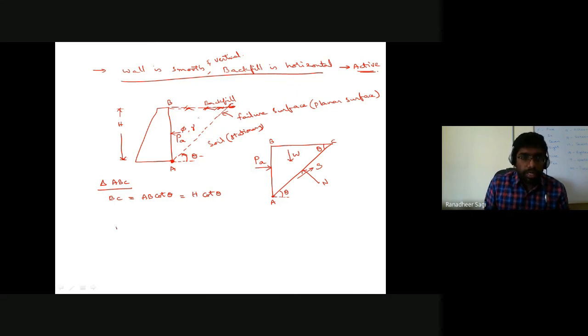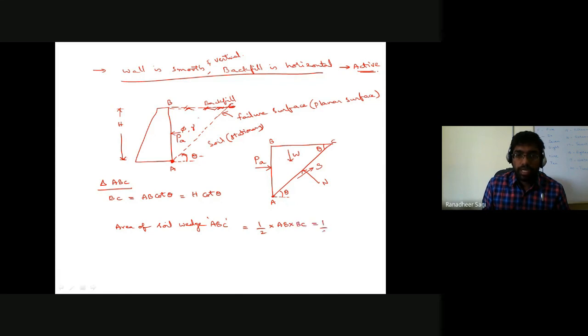So what is the area of soil wedge ABC? The area of soil wedge ABC is nothing but, since it's a triangle, half into AB into BC. Which I can write as half into H into H cot theta. This is nothing but half H square cot theta.